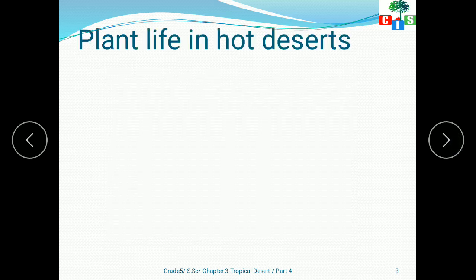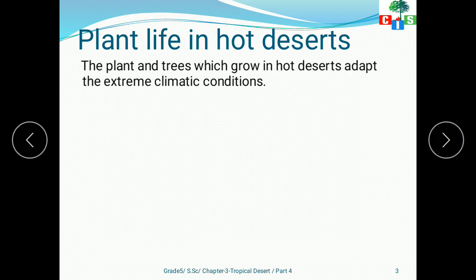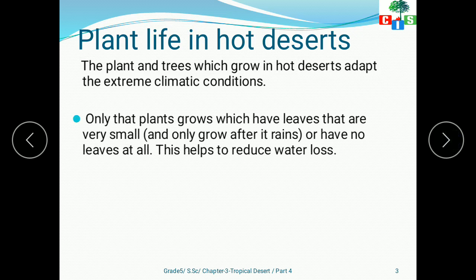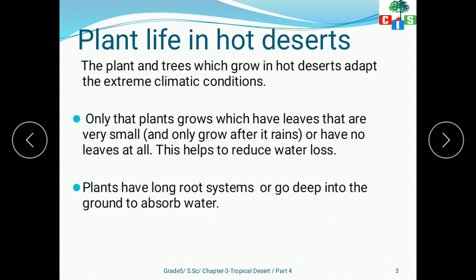Plant life in hot deserts. The plants and trees which grow in hot deserts adapt to the extreme climatic conditions, which are extreme hot conditions. Now let's see what the features of these plants are. Only those plants grow which have leaves that are very small or have no leaves at all. This helps to reduce water loss. Second, plants have long root systems or go deep into the ground to absorb water.